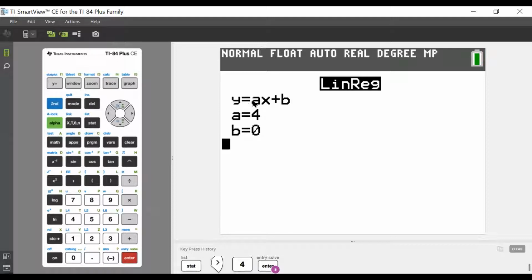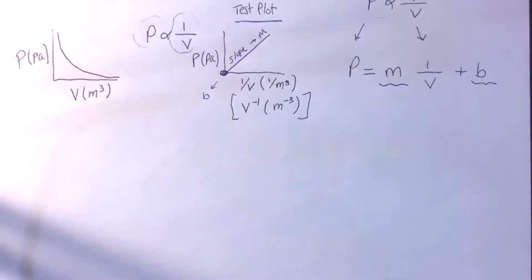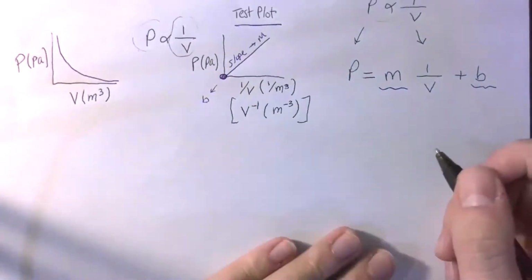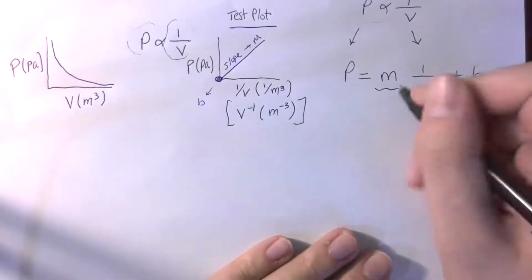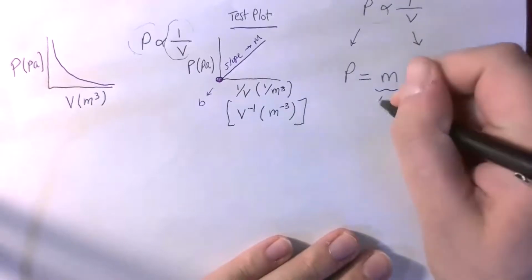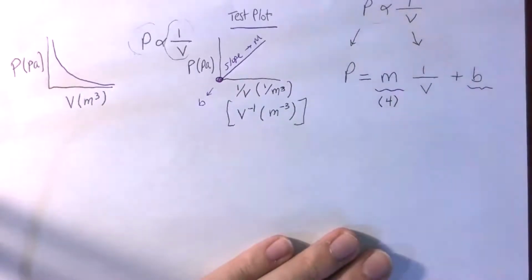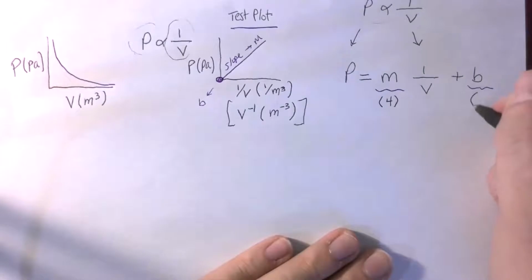My constant of proportionality is the value 4, and my intercept equals 0. So let me take us back to my paper where we can write this down. So the value for M is 4, and the value for B is 0.